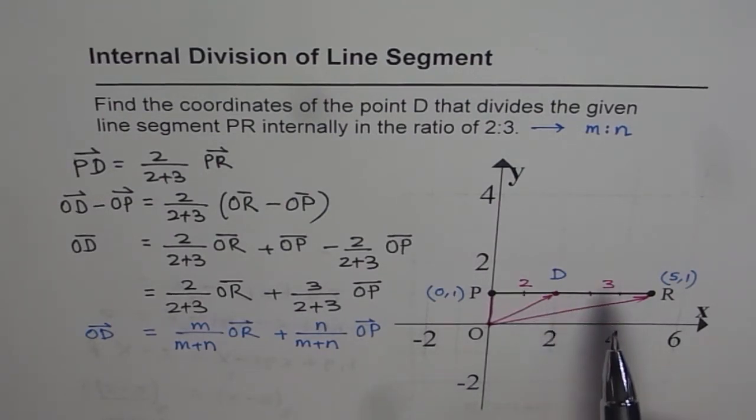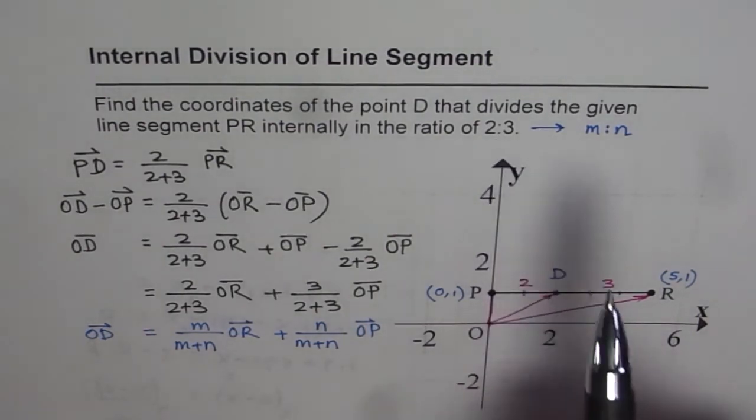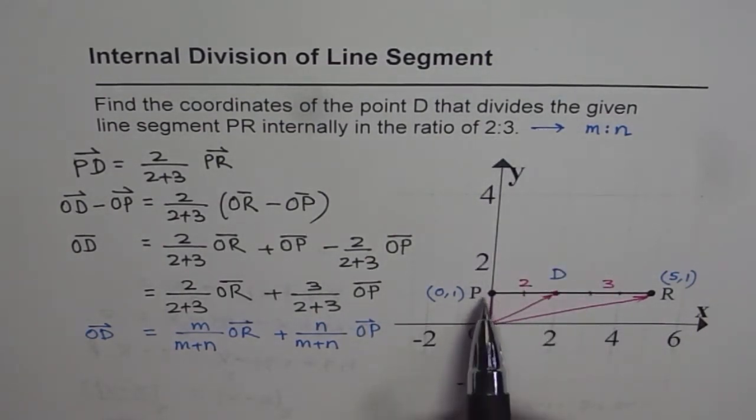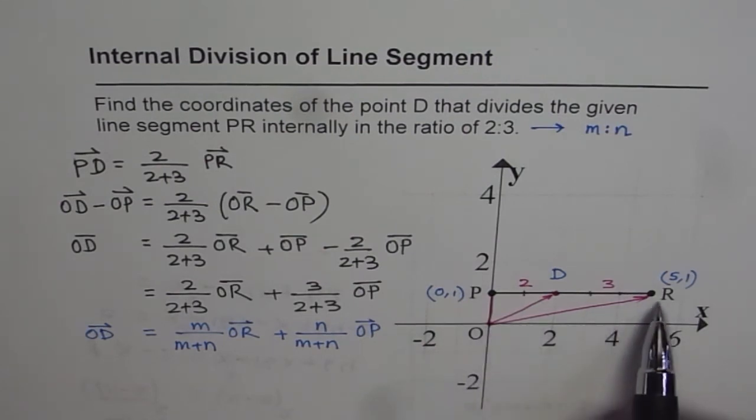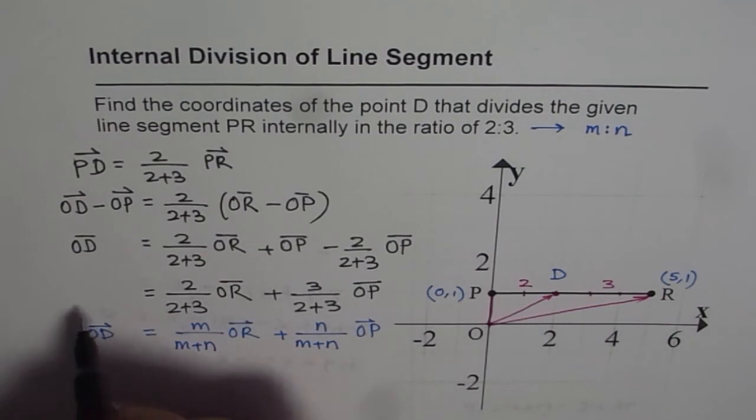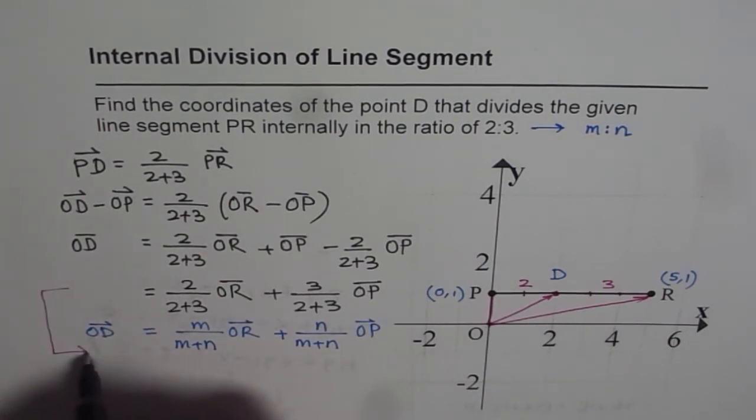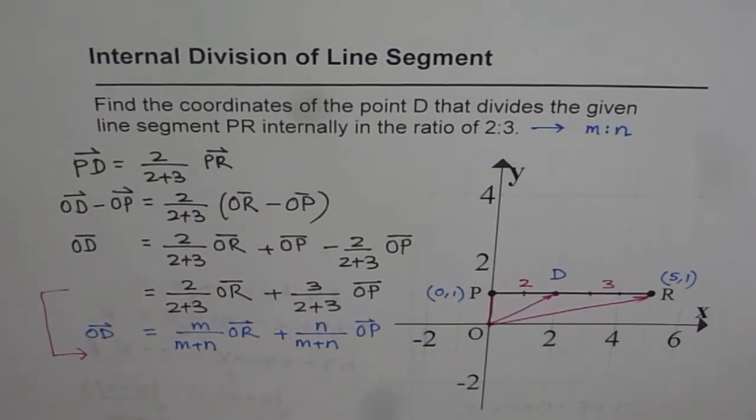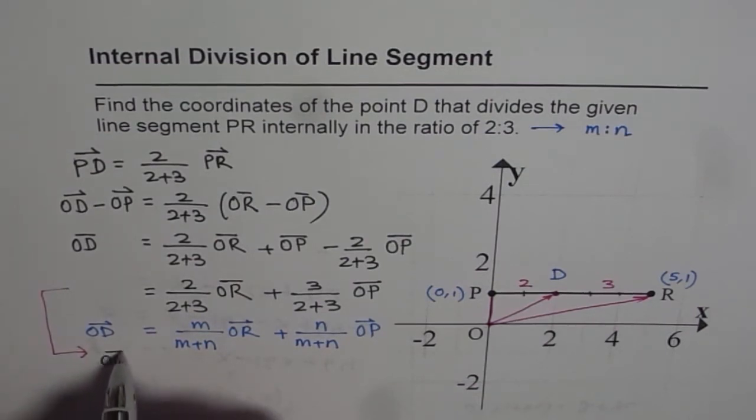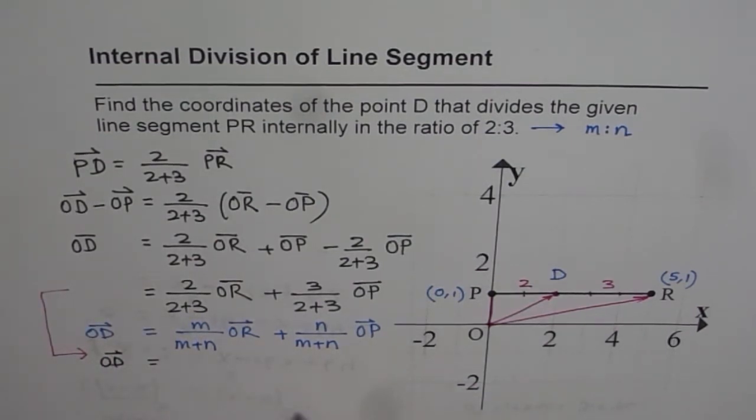Now let's solve for this particular question now. We know what OP is. OP is (0, 1) and OR is (5, 1). Right? So getting back to the question, I gave you a general formula, but now let me get back from here. So we'll find OD, solve the question now. But I think you got the concept. It's not very difficult. We can always find D for any general line using this formula. That is kind of important, right?